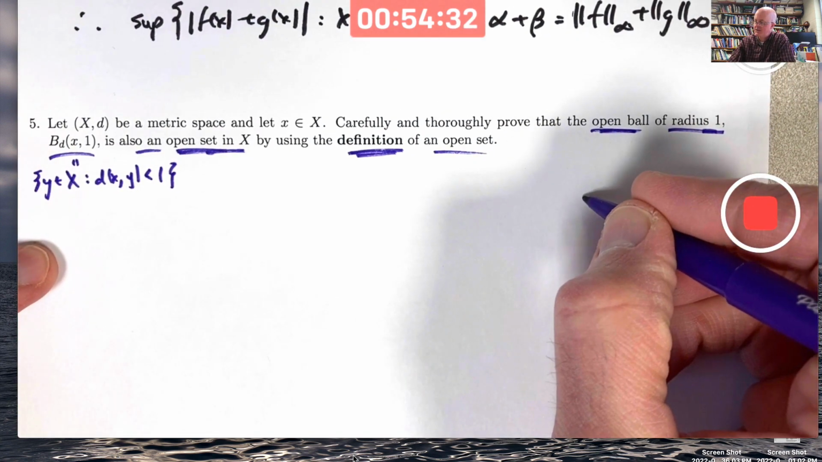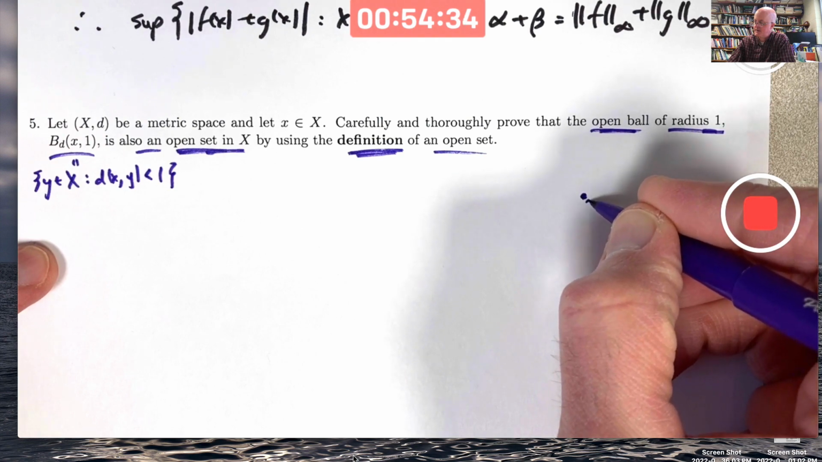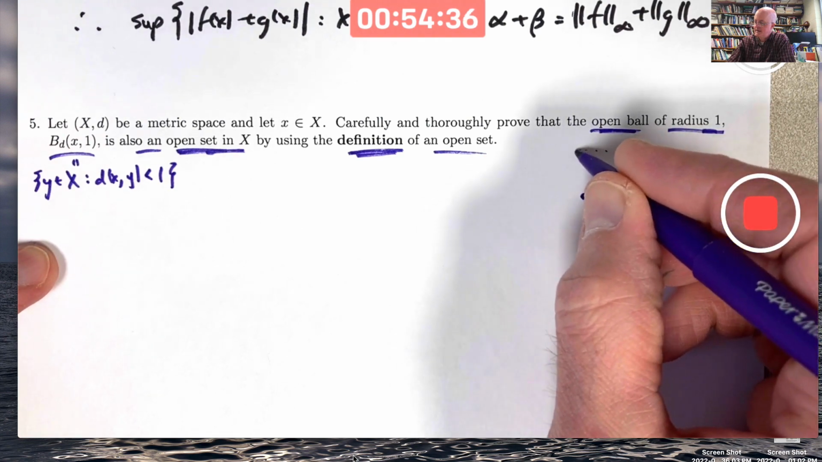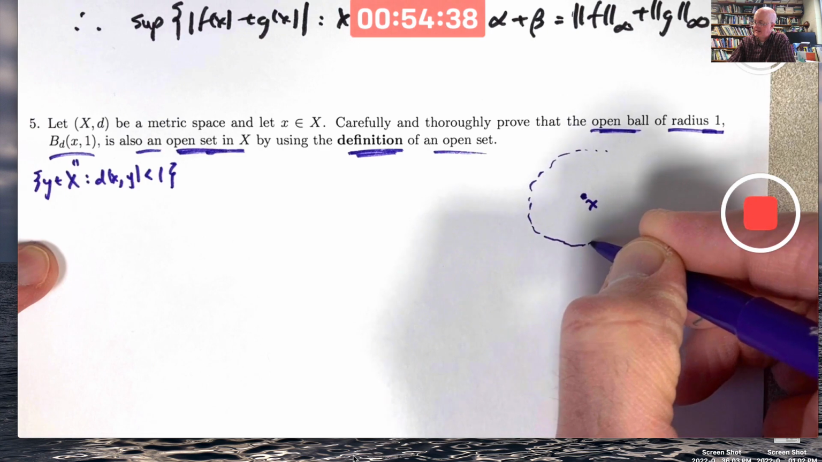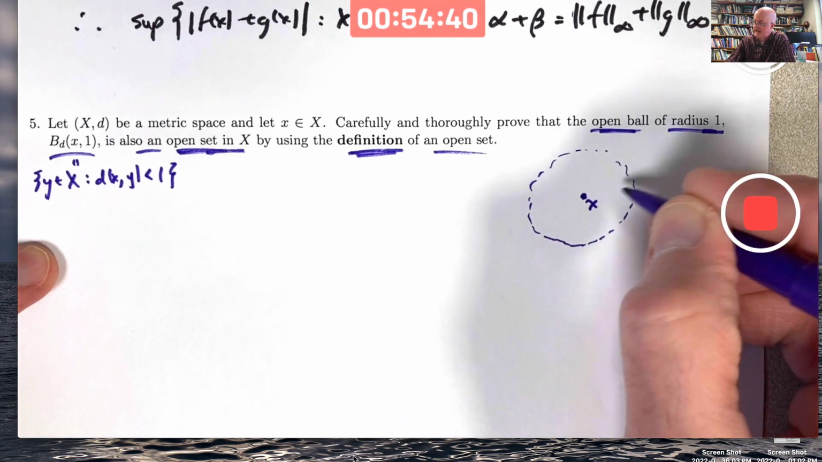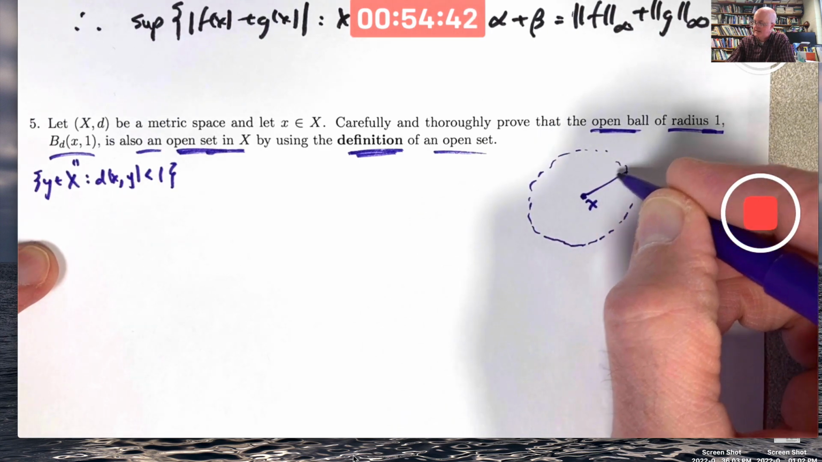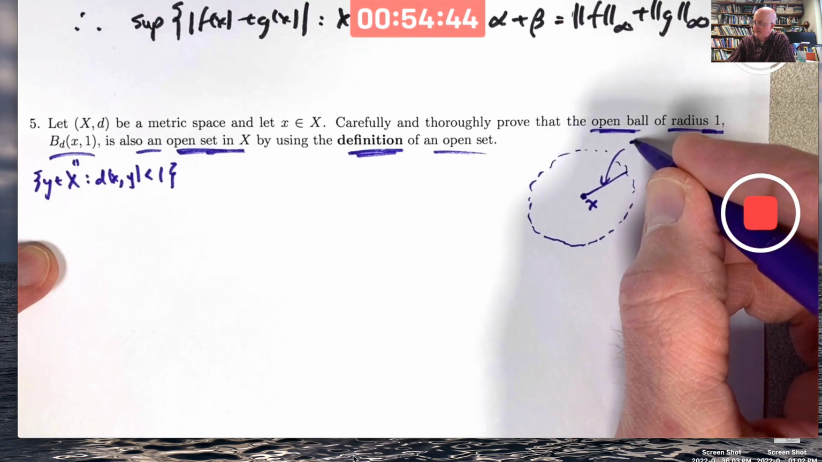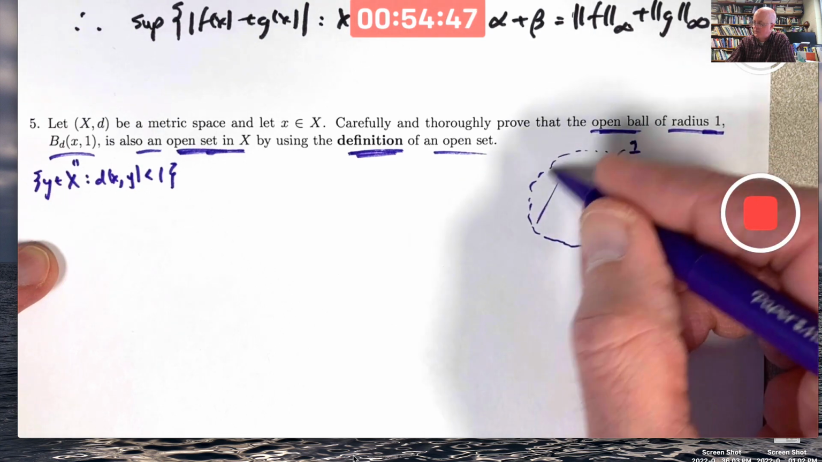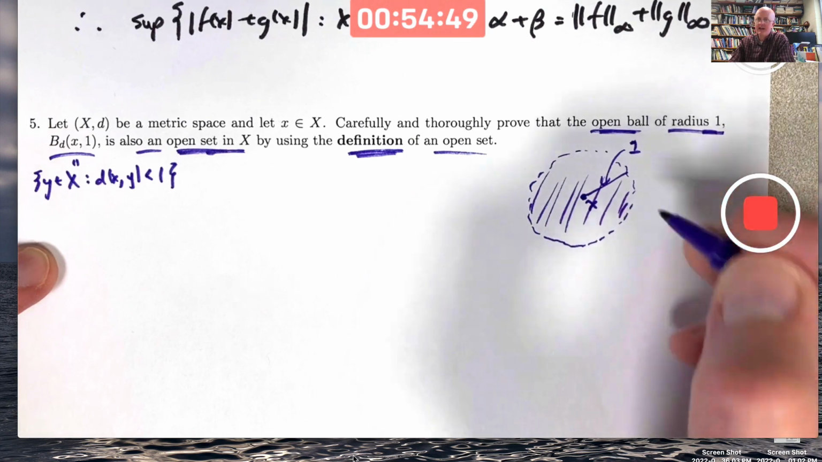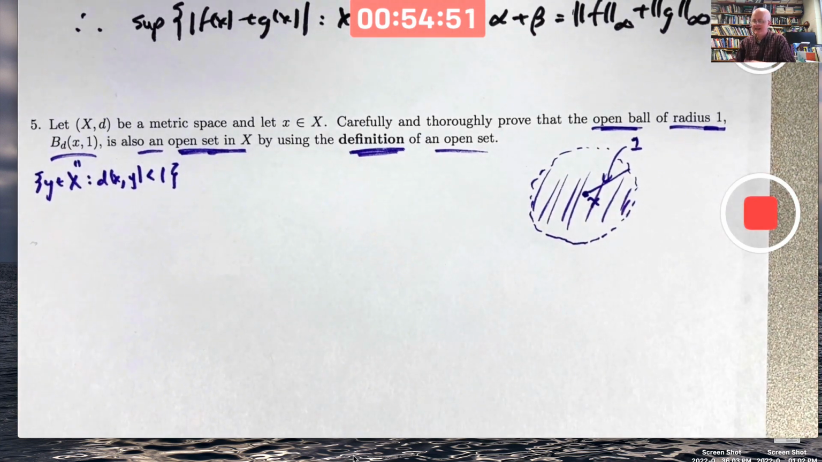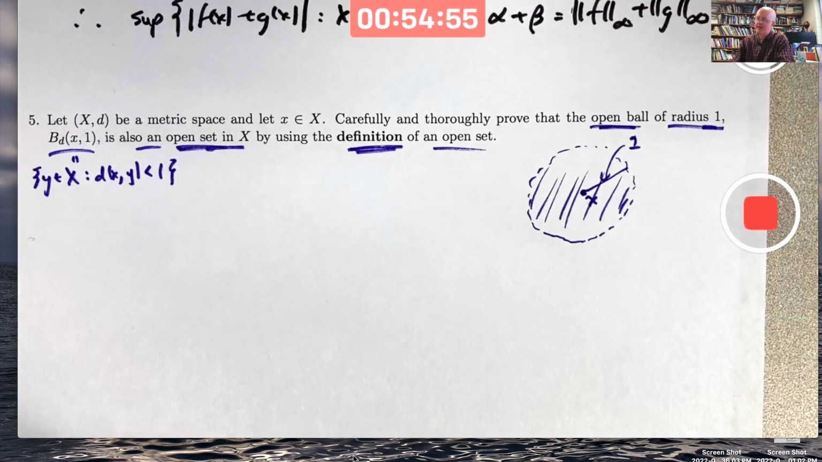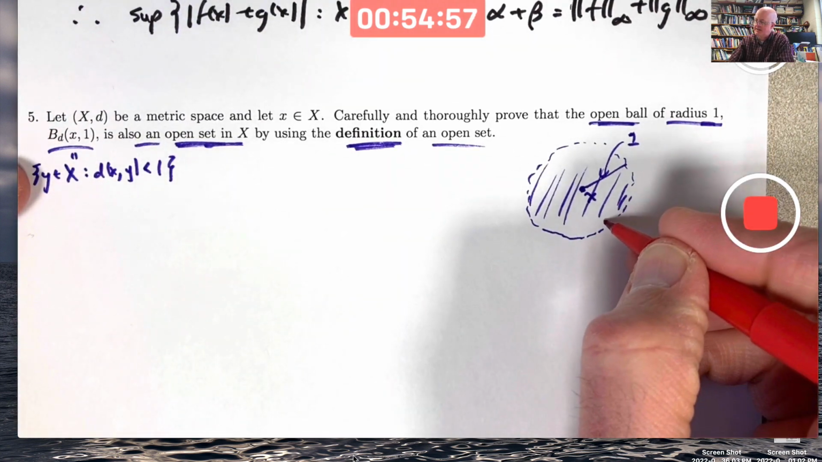Let's draw a picture to imagine the situation here. So there's x. Here's an open ball. I'm pretending capital X is the plane, say, and this distance is 1 unit here. That's our open ball of radius 1, centered at x. Why is it an open set? I need to prove every point in the set is an interior point of the set, no matter how close it is to the boundary.